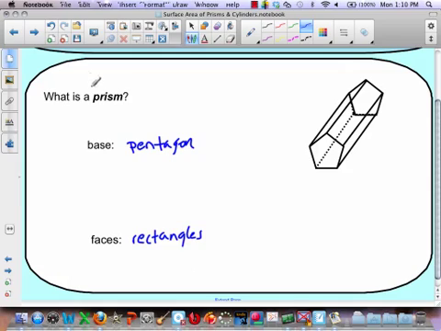And by the way, when they talk about the height of a prism, we'll talk about that today. The height of a prism is the length of the prism. So you might want to make a special note of that on your sheet. The height of the prism is the same as the length of the prism. Matt, write that down. The height of the prism is the same as the length.